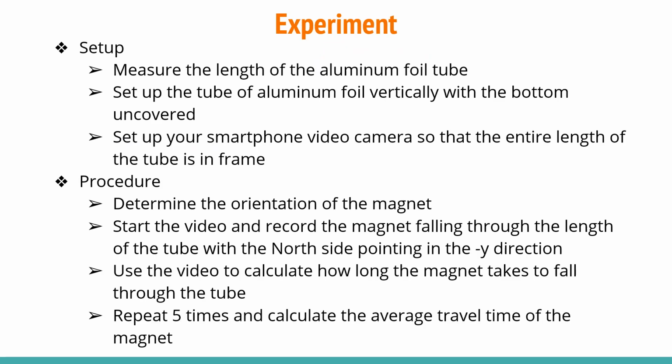Before beginning the experiment, I measured the length of the aluminum foil tube. Next, I set the tube up vertically so that the bottom was uncovered. This way, I could see when the magnet reaches the bottom. I set up my smartphone to record the entire length of the tube. I dropped the magnet through the tube and used the video to determine how long it took for the magnet to fall. I repeated this procedure 5 times and calculated the average travel time for the magnet.